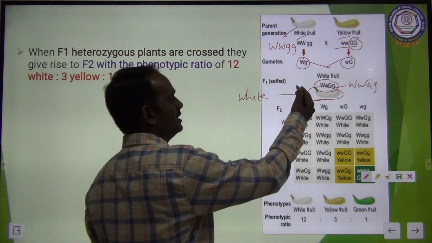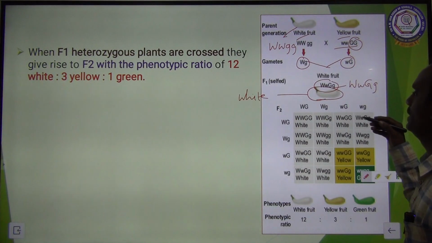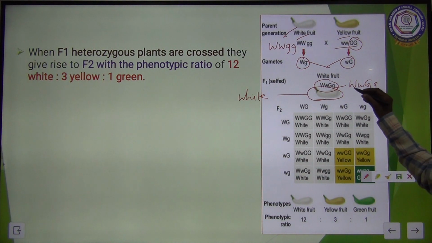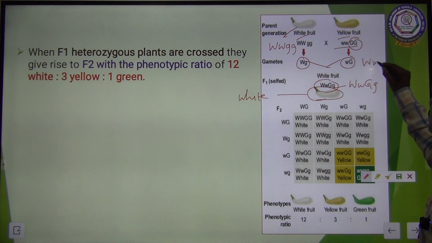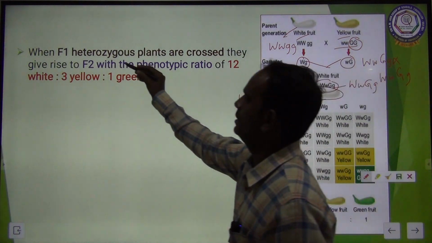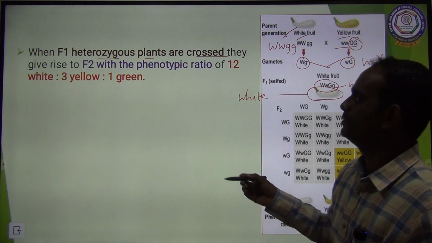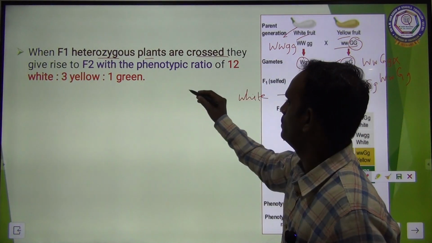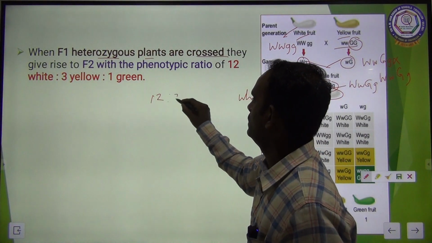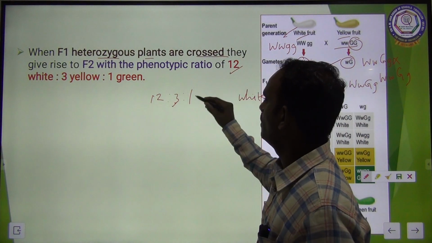And then this F1 generation moves on to self pollination. So, capital W, small w, capital G, small g is crossed with capital W, small w, capital G, small g. See here, what are the possibilities? When F1 heterozygous plants are crossed, they give rise to F2 with the phenotypic ratio 12:3:1. 12 white, 3 yellow, 1 green.